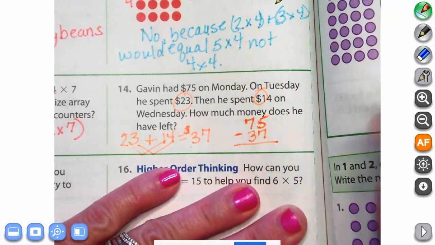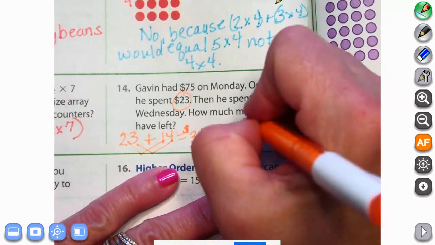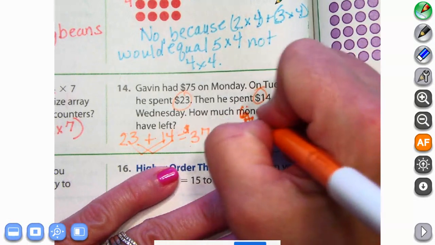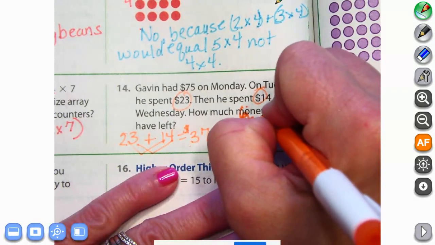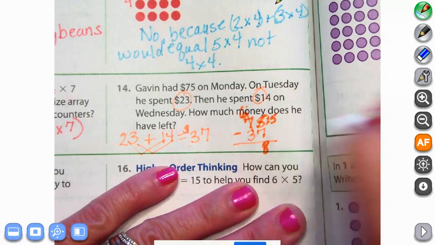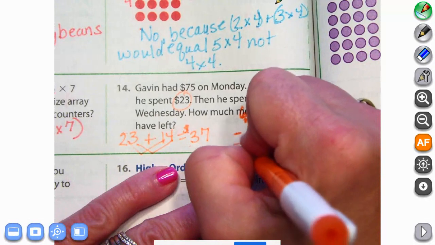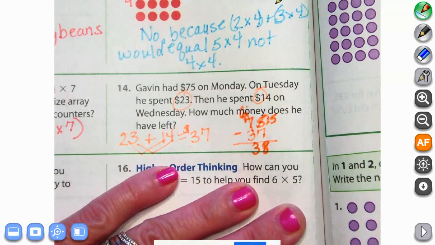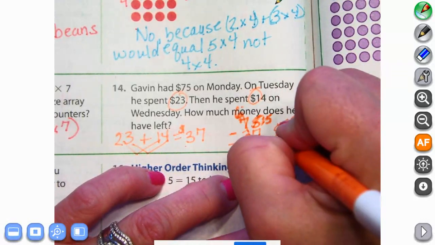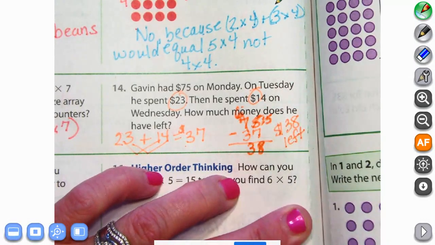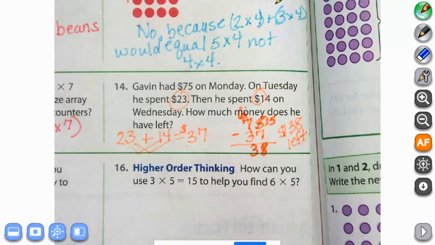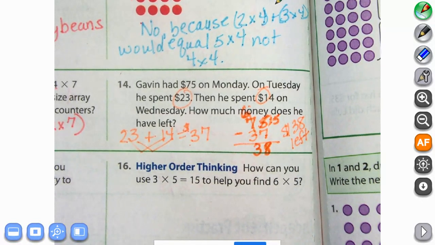And look here, we're going to have to borrow. Can't take 7 out of 5. So we're going to go over here and borrow one group of 10s. That leaves that with 60. And that makes this one 15. 15 minus 7 is 8. And 6 minus 3 is 3. So how much money does he have left? $38 left. Go ahead and pause if you need to get that down too.